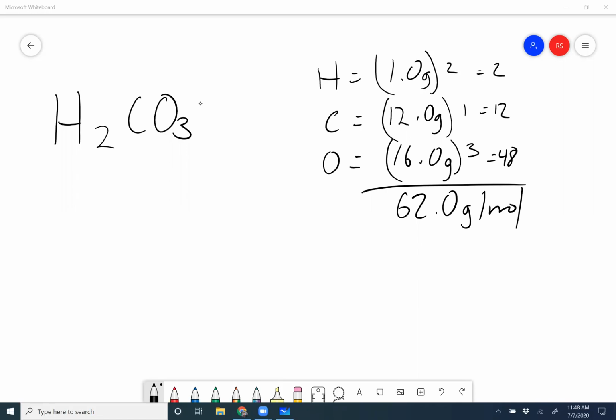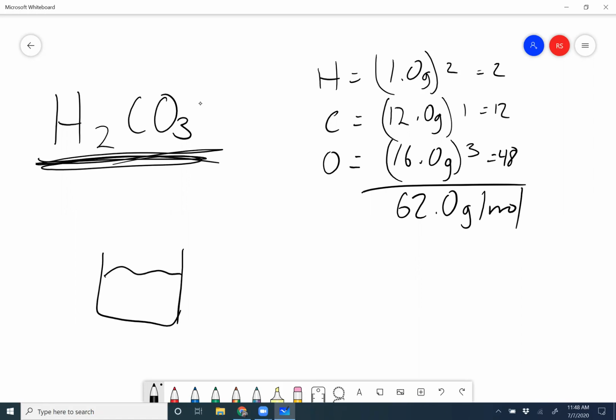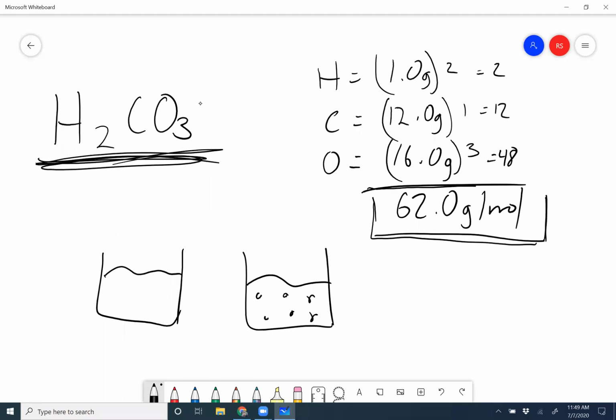So if you were interested in making some sparkling water or some soda, and you wanted to know how much carbonic acid was in there, you could weigh your sample before and then weigh your sample after you've put your bubbles in it. And the mass added, if it was 62 grams, that means you added 1 mole of carbonic acid. So you added 6.02 times 10 to the 23rd atoms. Pretty cool.